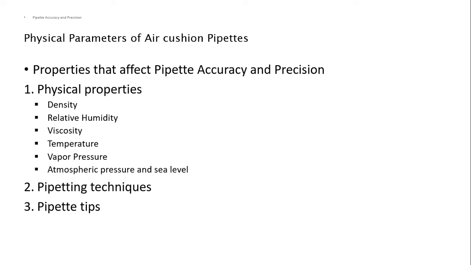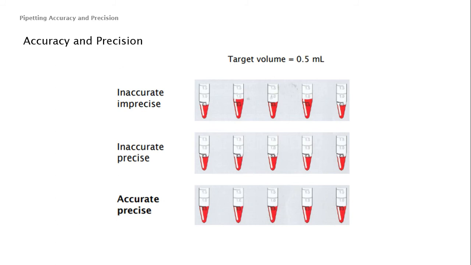Now this is our overview for the remaining topics. Before going into the properties that affect accuracy and precision, we will define what accuracy and precision are. Accuracy is related to systematic measurement deviation. It is a measure of the extent of the deviation, or the difference, between the mean value of the measurement results and the nominal value.